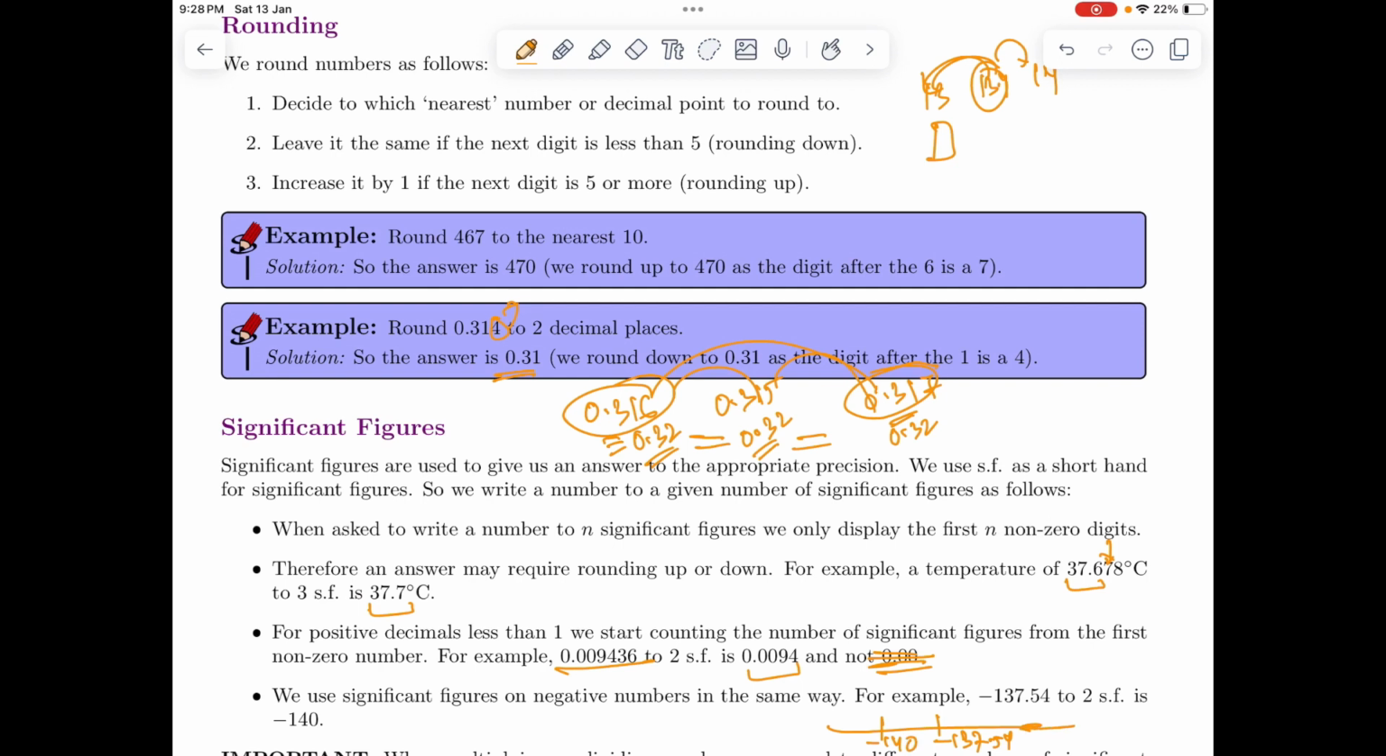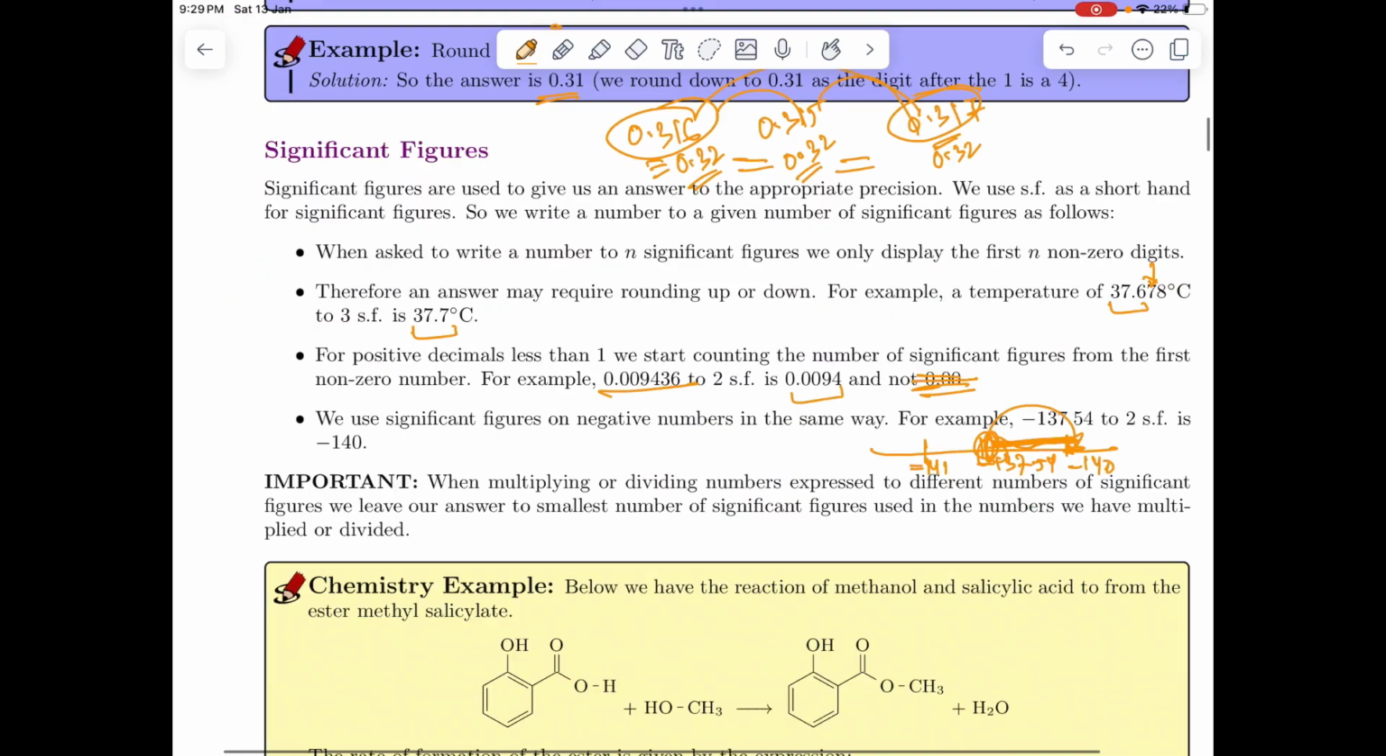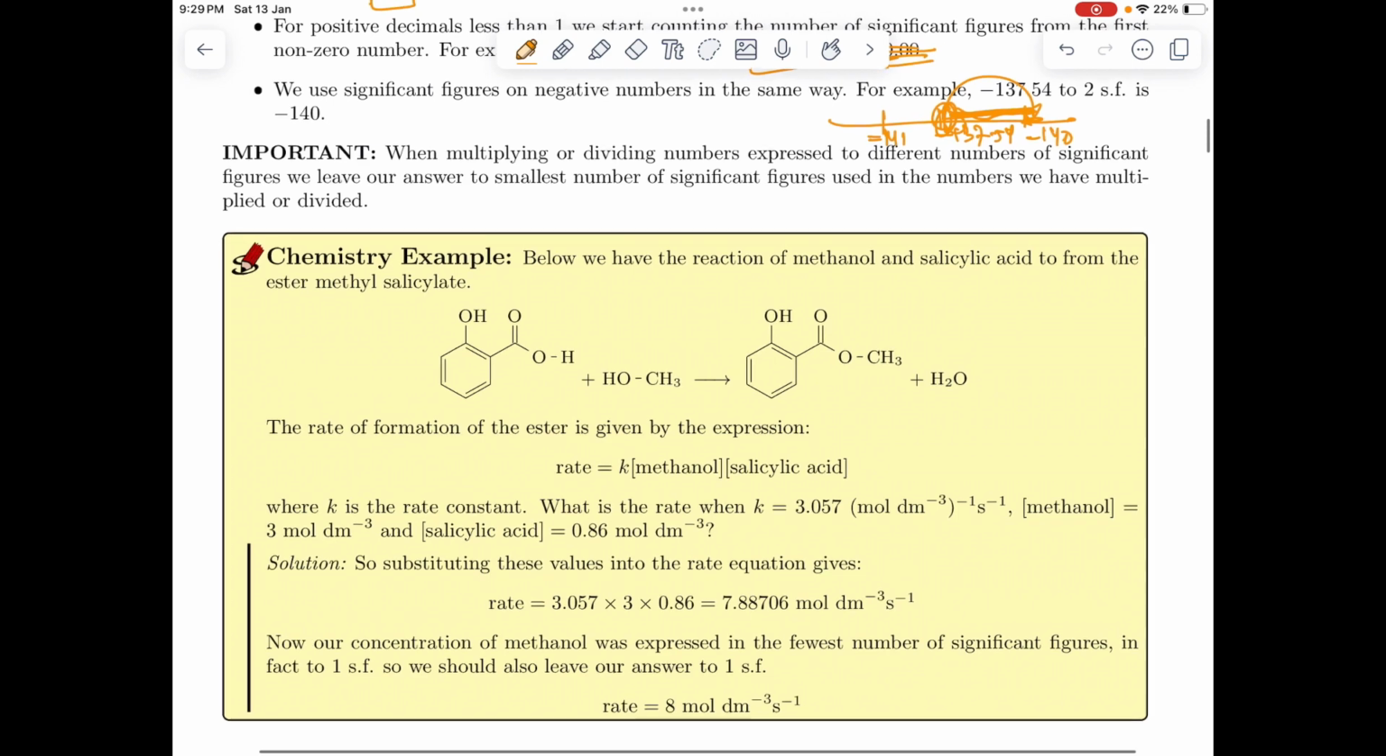Because you see, if your number is minus 140, the lower number is minus 141. So clearly this gap is smaller. So we'll make it biased towards the nearest one. So I hope you understood this.